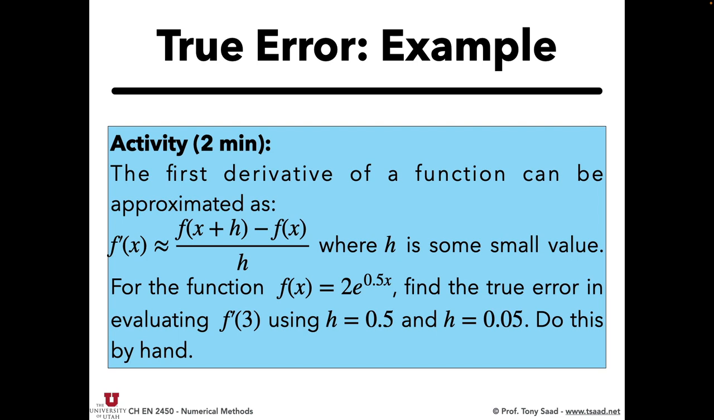The true value is f prime of 3, which is the derivative of the function. It's not hard to evaluate. So that's the exact value. True value is the exact value. Is h the error? No, h is not the error. h is just a parameter in the approximation.